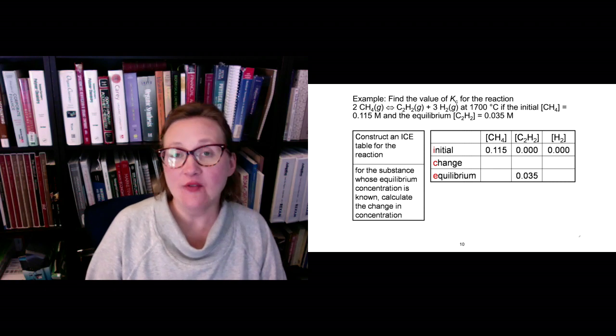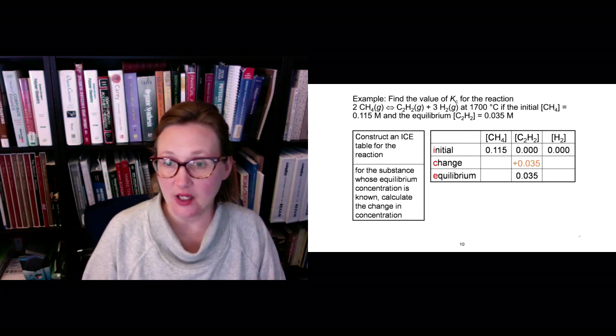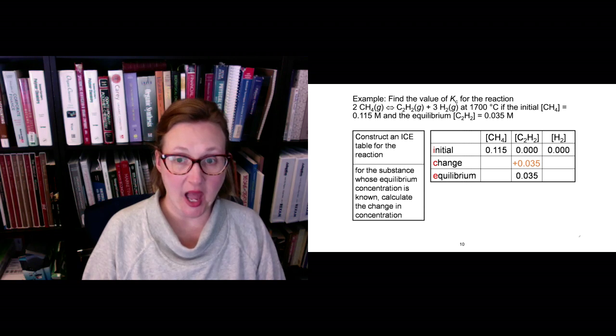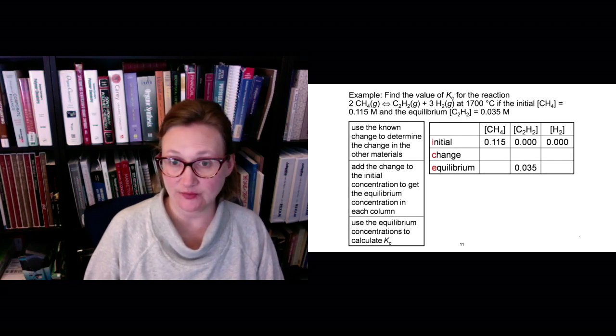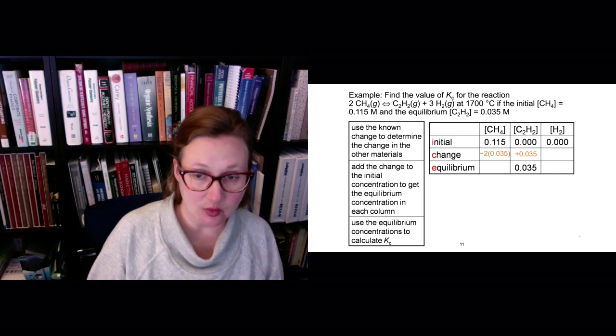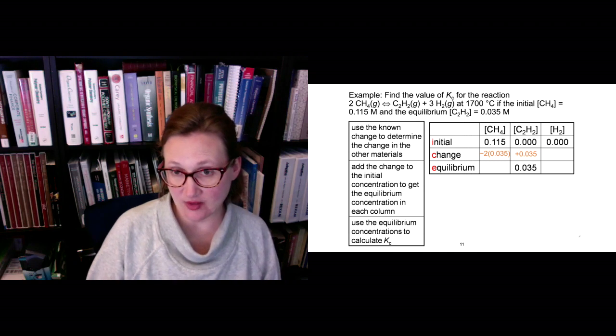Okay, so now we have to use stoichiometry to determine what that change is. All right, so we know that we're going to product, we changed by 0.035, and so we're going to use that information, use stoichiometry to determine how much of each thing changes. How much does the hydrogen change? How much does the methane change? All right, and so from stoichiometry, we know that for every one acetylene we produce, we use 2 moles of methane. Okay, so that's where that 2 comes from.